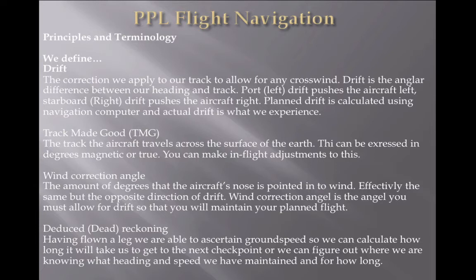Track made good is the track that the aircraft travels across the surface of the Earth. This can be expressed in degrees magnetic or true, and you can make in-flight adjustments. The wind correction angle is the amount of degrees that the aircraft's nose is pointed into wind, effectively the same but the opposite direction of the drift. It is the angle you must allow for drift so that you will maintain your planned flight.